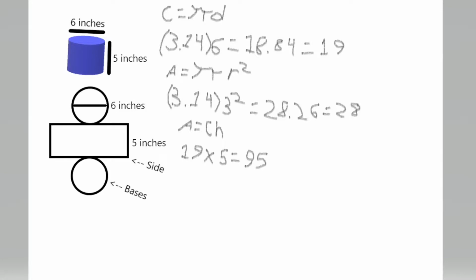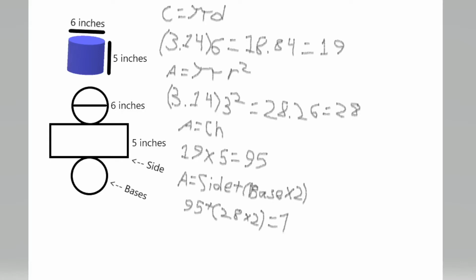Now, finally after all that, we can do the last equation. For this, we'll add the area of the side, which is 95, with the area of the base, which is 28. But we can't forget that there are 2 circly bits. So, we'll also multiply that 28 by 2, which gets us 56. So, the answer to all of this is 151. Ta-da! Wow! We're so good.